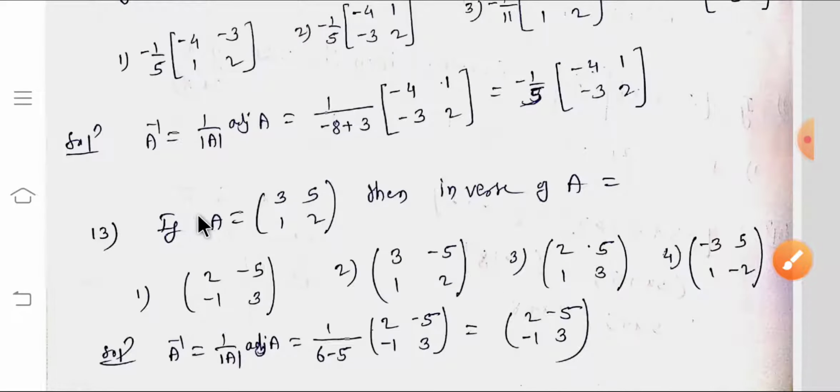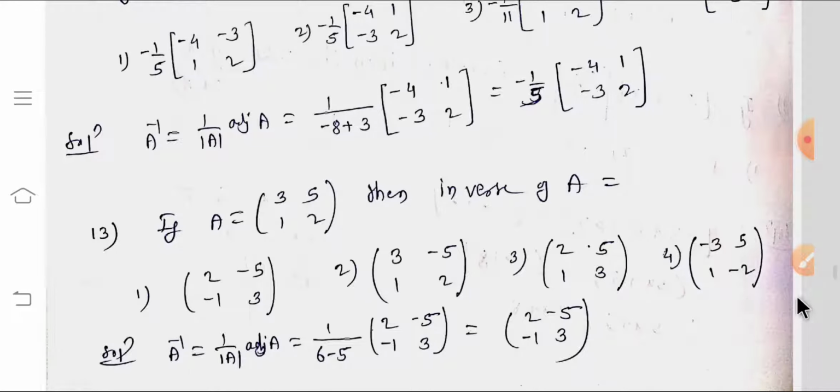If A equals the matrix 3 5, 1 2, then the inverse of A is? How to find the inverse of A? We can solve directly by expanding: 3 twos are 6, 5 ones are 5, so 6 minus 5 is 1. So A inverse equals 1 times the matrix. Now we interchange the principal diagonal elements, 2 and 3. Where are 2 and 3? Here and here.